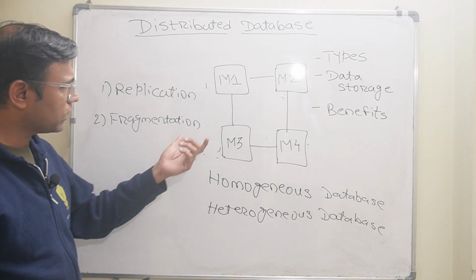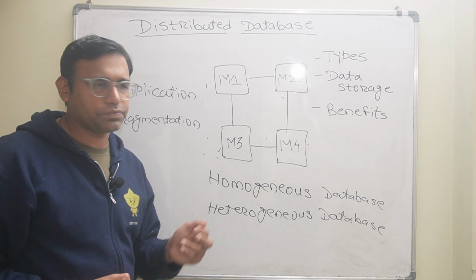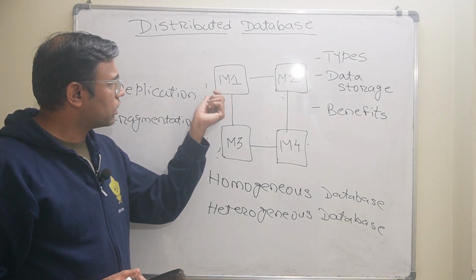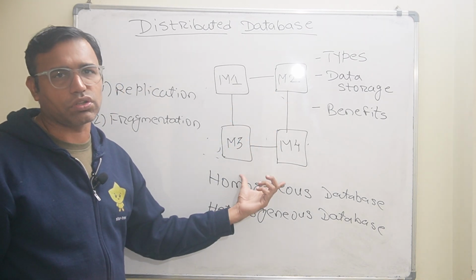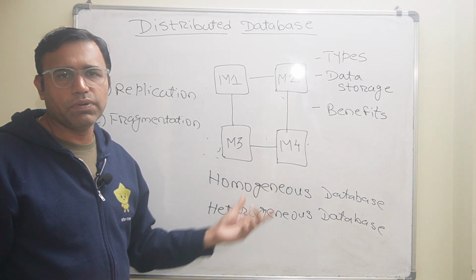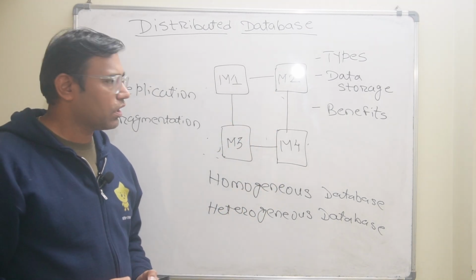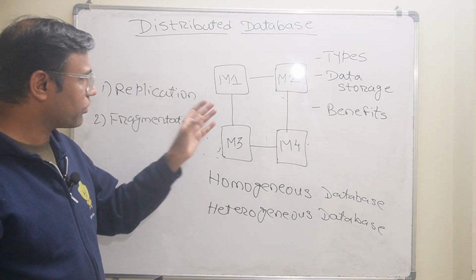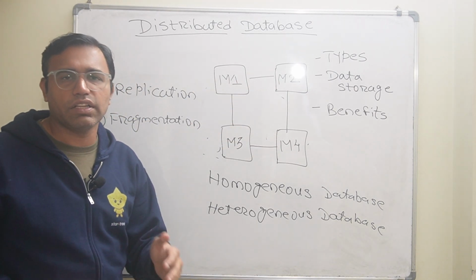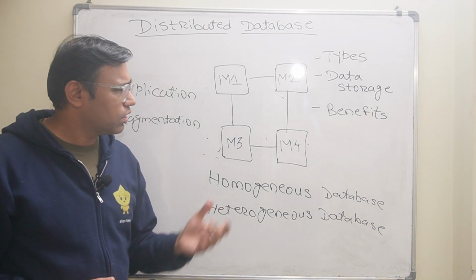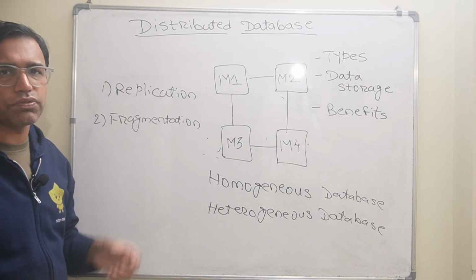Now the disadvantage of this approach is, suppose data is continuously updated, so you have to update these two machines also. So there will be redundancy of the data, and if transactions are happening, then you have to continuously update it. So there may be data inconsistency. So this is the biggest disadvantage of replication.